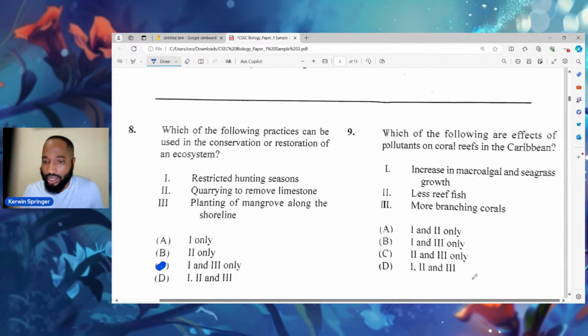Which of the following are effects of pollutants on coral reefs in the Caribbean?